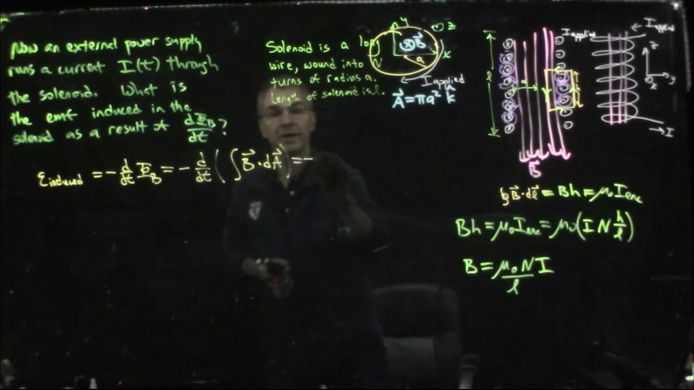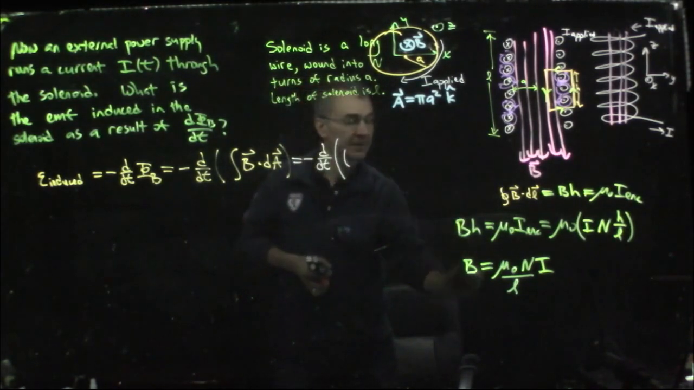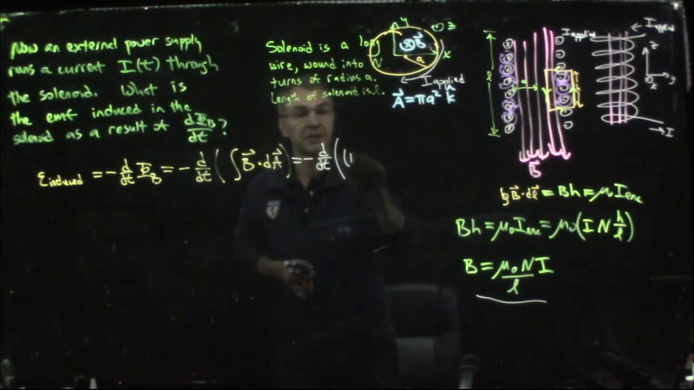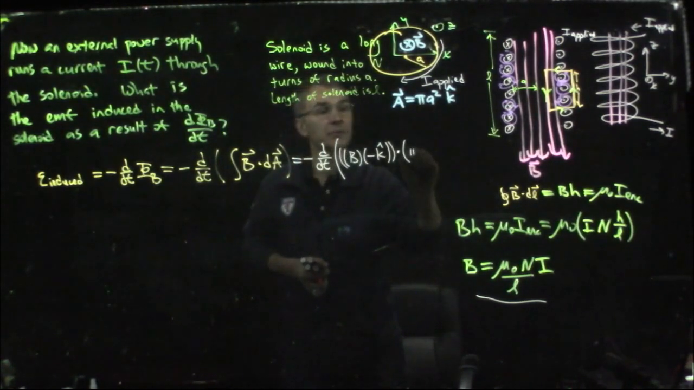So this is minus d by dt of the magnetic field. Well, this is my expression for the magnetic field. I'll just leave it as B for now. So here's B times minus k hat, because it's in the minus z direction. And then there's going to be a dot product with pi a squared k hat, which is my area vector.